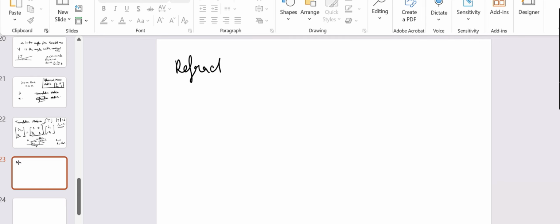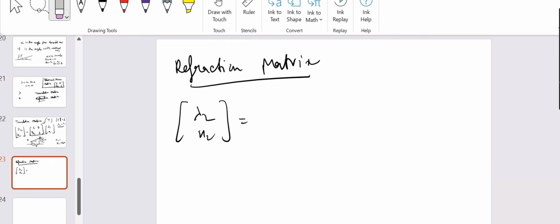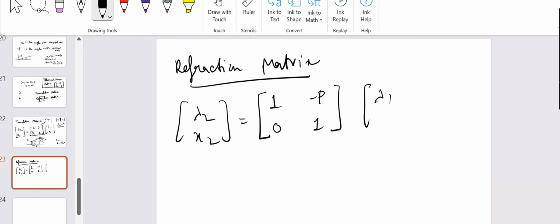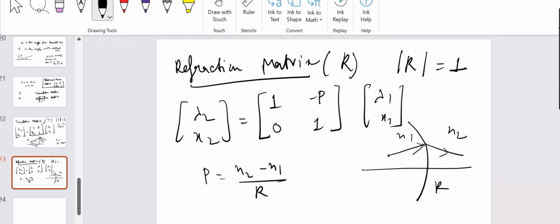And from the refraction rule, that's Snell's law and all, we get a refraction matrix also, and that is basically lambda 2, x2 equal to 1 minus p 0 1 acting on lambda 1, x1. And what is p? p is equal to basically n2 minus n1 by r. If this is n2, this is n1, and the curvature is r, then p is n2 minus n1 by r. The refraction matrix is denoted by R, and here also the determinant of R is always 1.